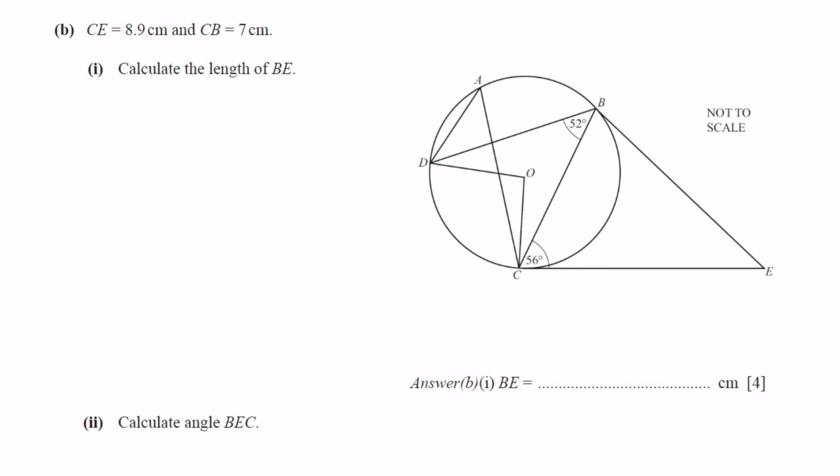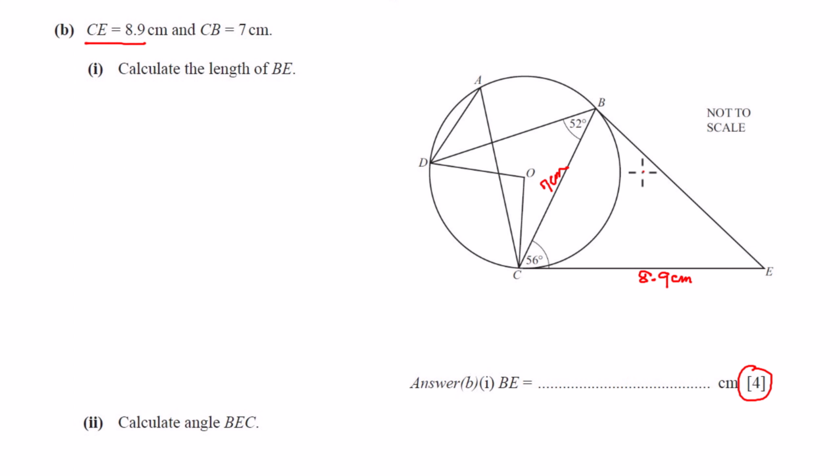Now, what we started from was quite easy for this question, but if you look at this B part, you see that it gets a bit complicated, but it's not actually. It is 4 marks, so you need to work for it. And it simply requires you to identify the given parameters. They say CE is 8.9, so this is 8.9 centimeter. And then CB is 7 centimeter. So this is 7 centimeter here.